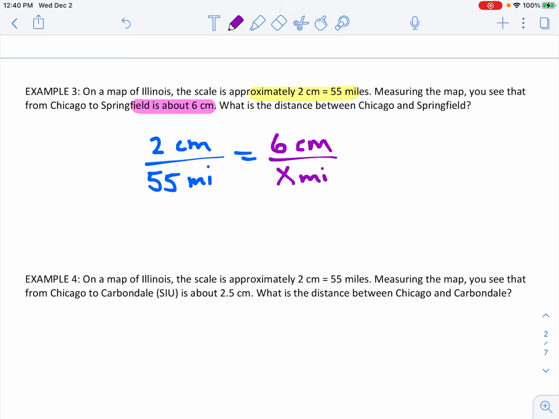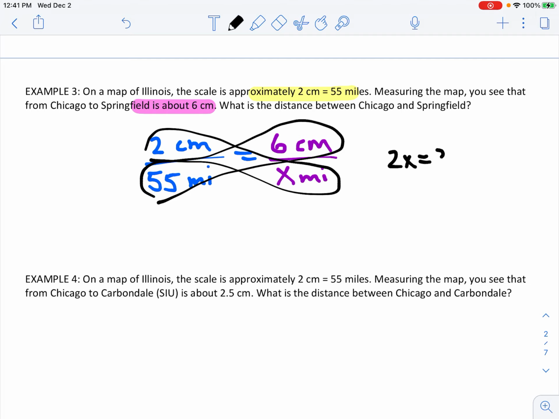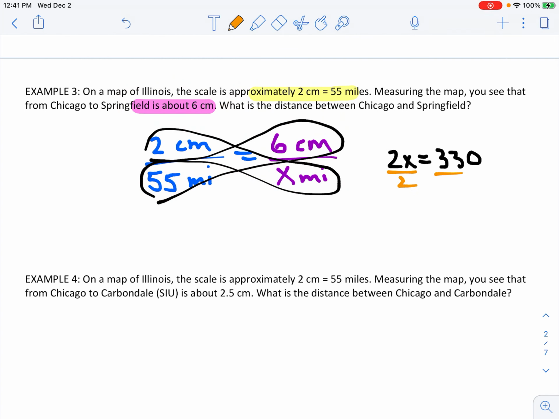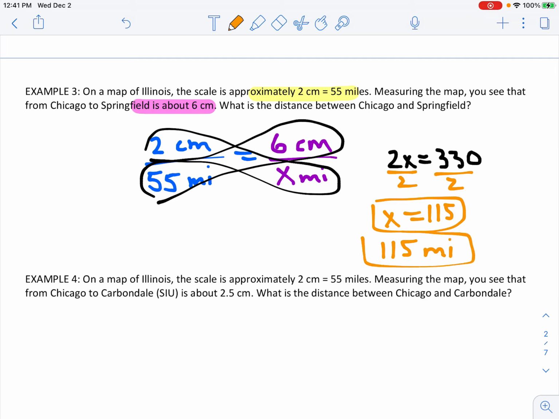Now again, we're staying with the pattern. The two numbers are in one sentence, and then we match up the one that they give us. If I cross multiply this, I get 2x equals 55 times 6, which is 330. Solve it, divide by 2, and we get x to equal 165. Now remember, 165 would have been with the miles, so we're saying 165 miles. I'm sorry, not 115, 165. What am I saying?